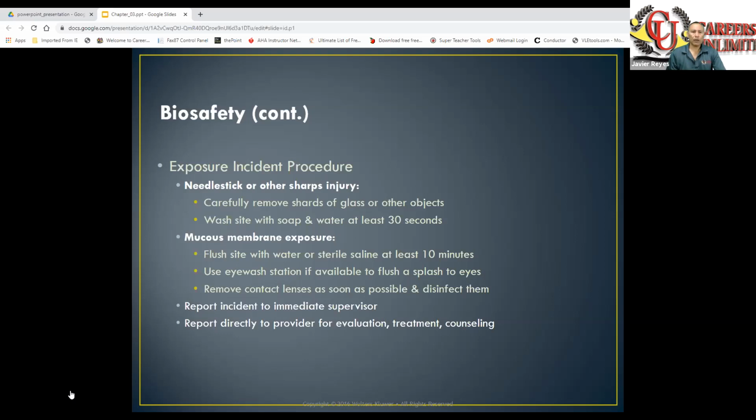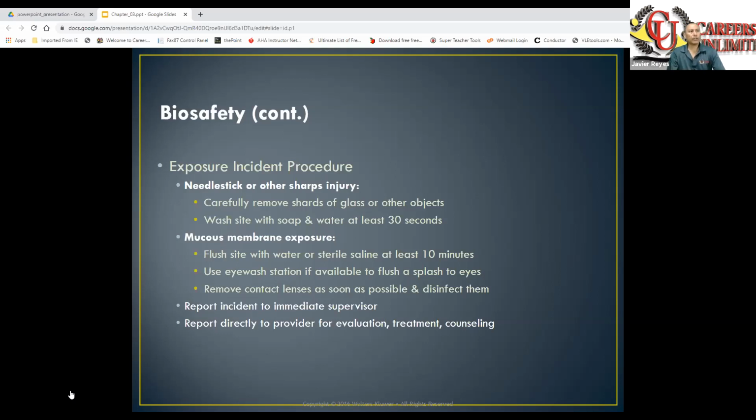Okay. Number one thing you have to do if you get exposed is to wash the site with soap and water for at least 30 seconds. Remember this, highlight it, write it down, tattoo it on your arm, but do something. Wash with soap and water for at least 30 seconds when you get stuck with a needle, okay? Or you're exposed to a sharp object that has body fluids like blood, all right? Mucous membrane exposure. Mucous membranes are your eyes, your nose, your mouth, okay?